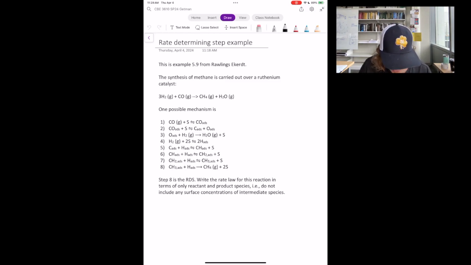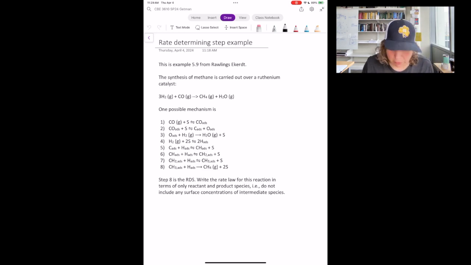The task is to find the rate law for this reaction in terms of only reactant and product species, that is, do not include any surface concentrations of intermediate species. So we're going to come up with a rate law here using the rate determining step method.